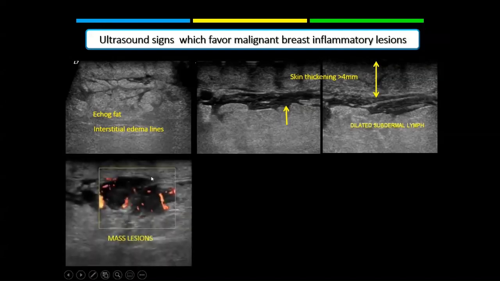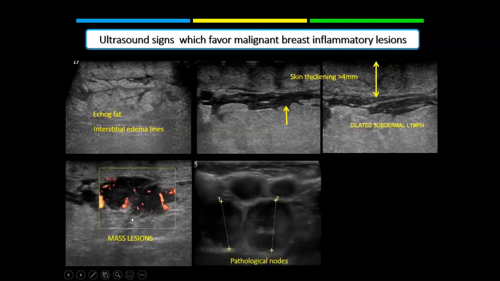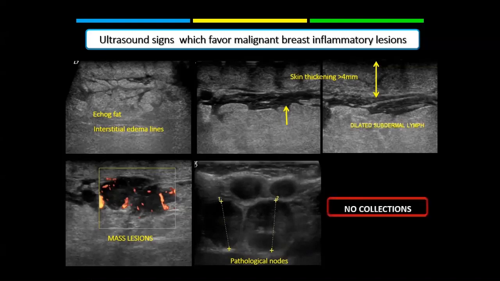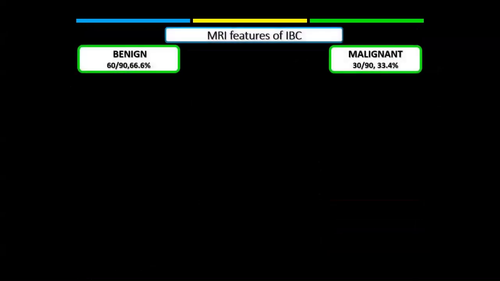If we look in the breast, in many cases, we can find associated malignant mass lesions, and the axillary lymph nodes are pathological looking. They are globular with eccentric or muffled hila and with increased cortical thickness. At the same time, we do not see the collections that we saw in the infectious mastitis, and we do not find abscess cavities with the malignant forms of mastitis.